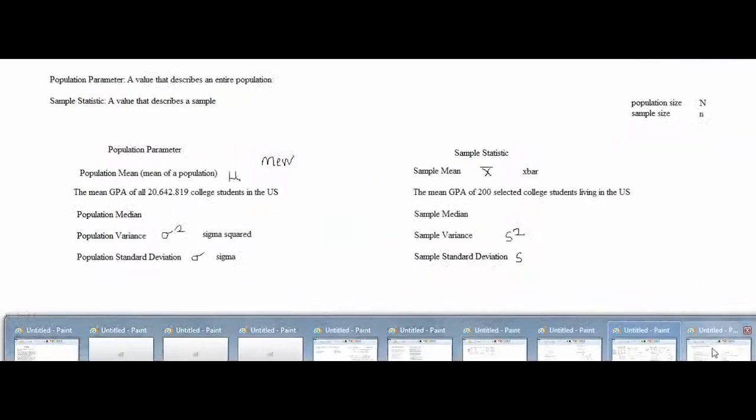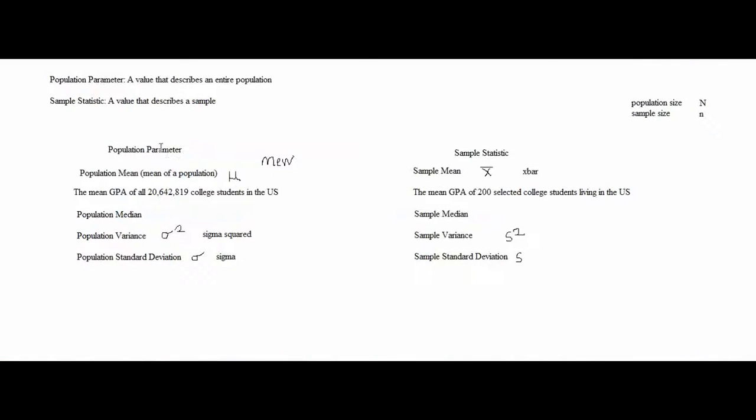And since we don't collect data from entire populations, since they're too large to collect data from, we hardly ever actually calculate population parameters. For example, no one would actually calculate the mean GPA of the entire college student population in the US. What we actually do is we collect data from samples and we calculate sample statistics. And then the sample statistic helps us get a rough idea of what the population parameter equals.